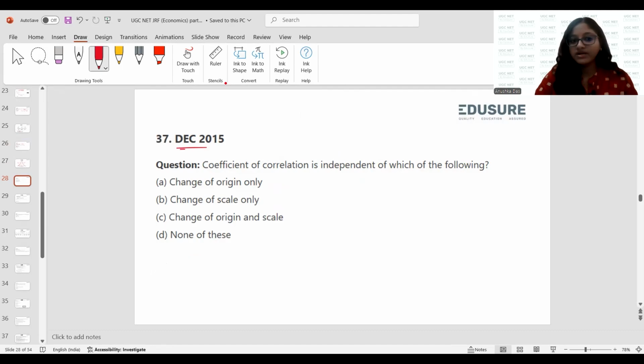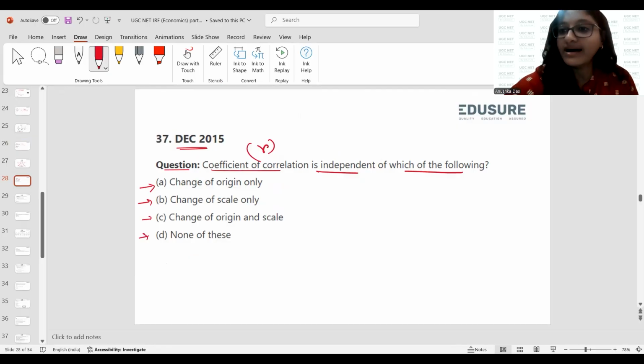Now you have December 2015. The question is asking, the simple coefficient of correlation is independent of which of the following? Is it change of origin only, change of scale only, change of origin and scale, none of the above? So what do you think? What do you think will be the answer for this part of this question? Can you tell me?